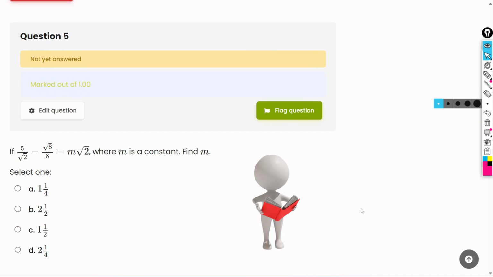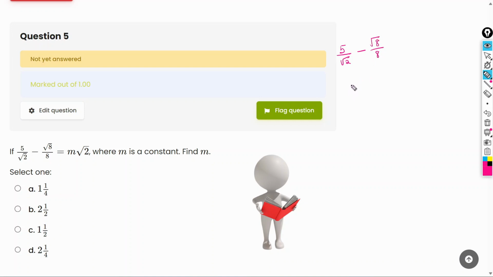Alright, question 5 says, if 5 over root 2 minus root 8 over 8 is equal to m root 2, where m is a constant, find m. Okay, so we'll just simplify what we have on the left side and see what we end up with. So we have 5 over root 2 minus root 8 over 8.